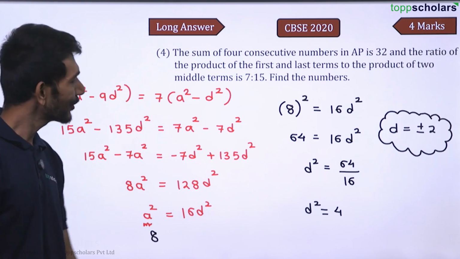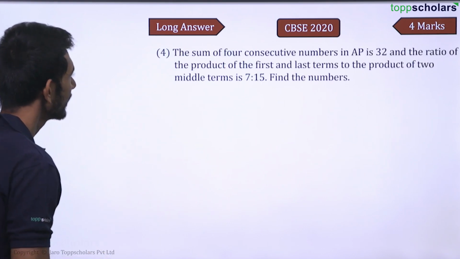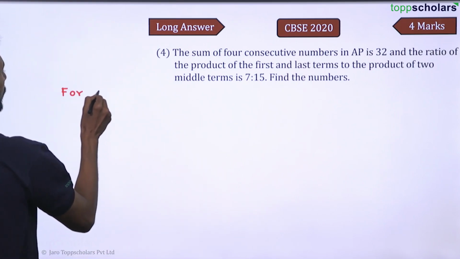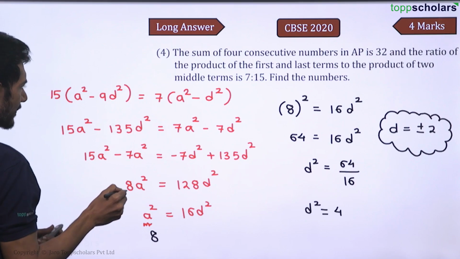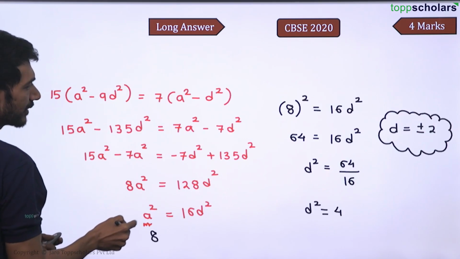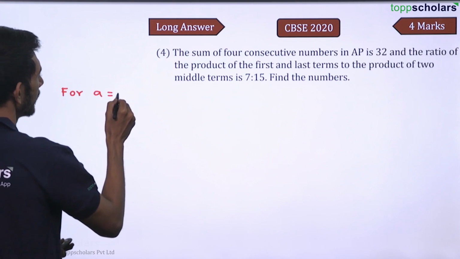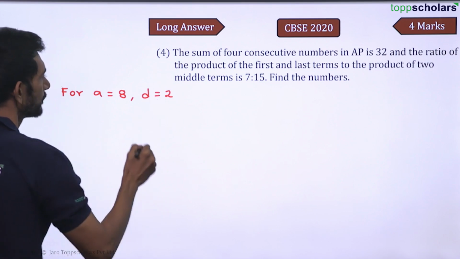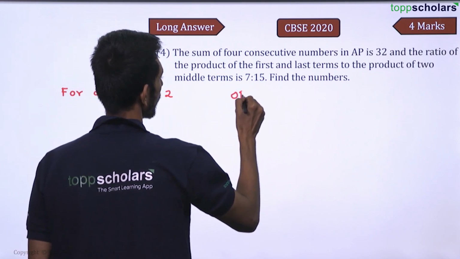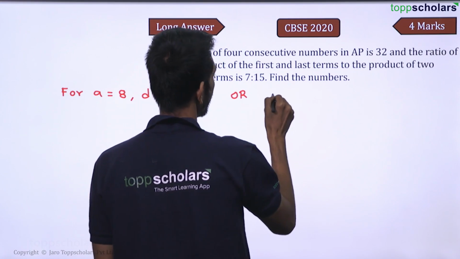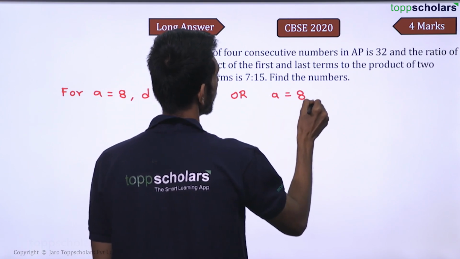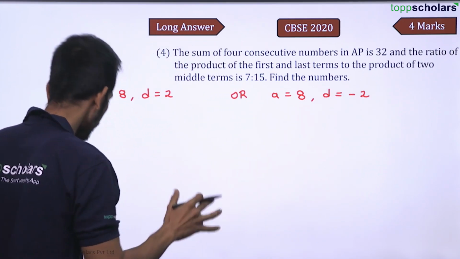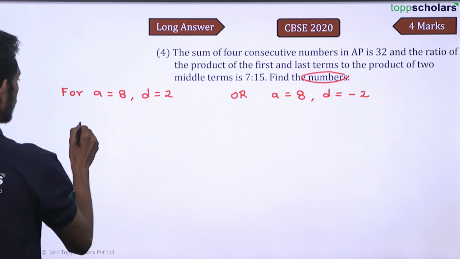Still the question is not done because we need 4 numbers. Now, how do we get that? It's simple. So we have the value of A, we have the value of d. So for a is equal to, what was a? A was 8, right? What was d? So for a is equal to 8 and d is equal to positive 2, or we had a is equal to 8 and d was equal to negative 2, right? So for both the options we have to find out the numbers.